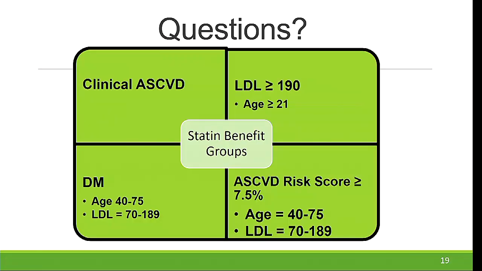All right. So I'm going to pause just here for a second for any questions because that's a lot of material all at once. So just to review again, the clinical ASCVD group is a patient who's already had a heart attack, a stroke, they have peripheral arterial or vascular disease, they've got angina, or they've had one of those types of interventions done.